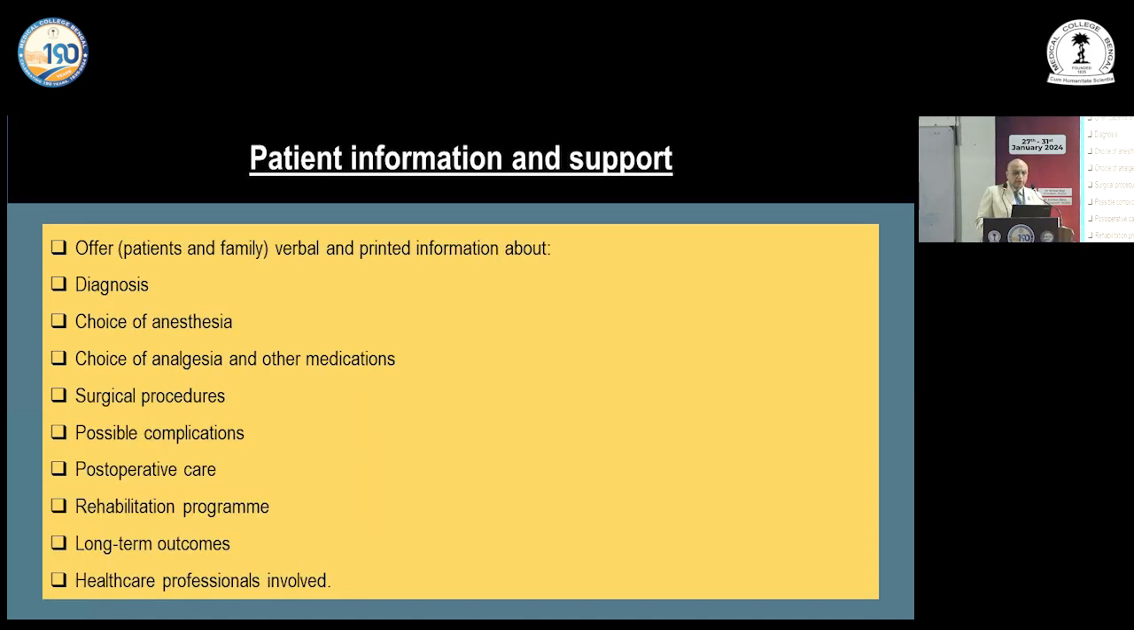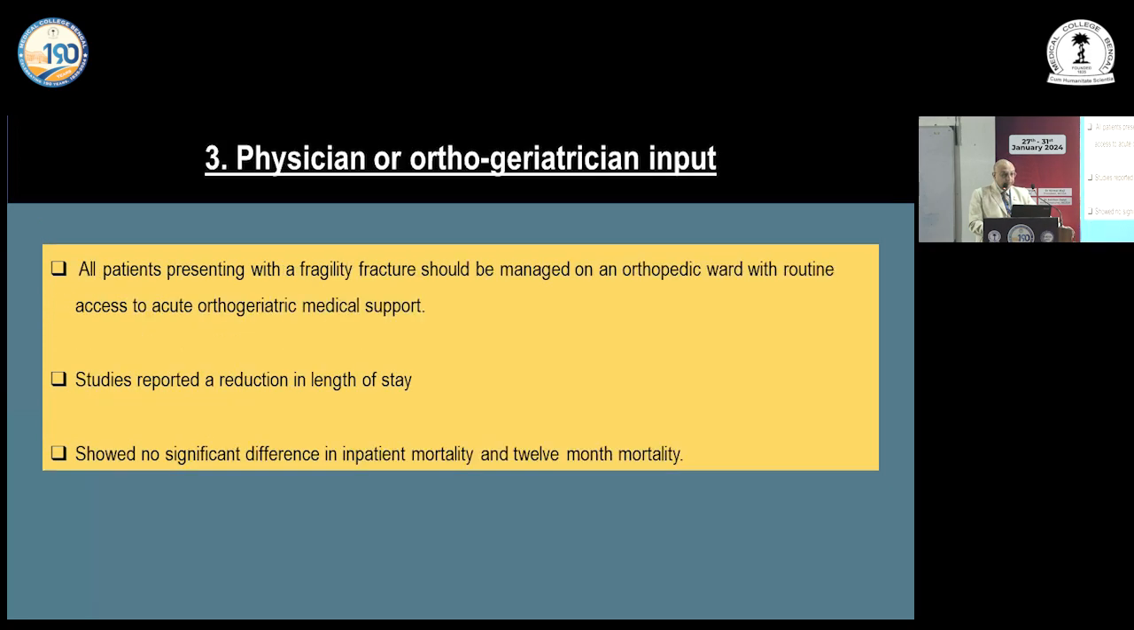Patient's relative and patient should be informed about the diagnosis, the choice of anesthesia, choice of analgesia, surgical procedure, what is in the plan, possible complications, post-operative care, rehabilitation program, and the long-term outcome of the fracture type. Healthcare professionals involved in it should take care of all these things.